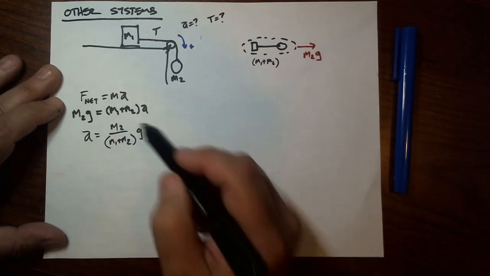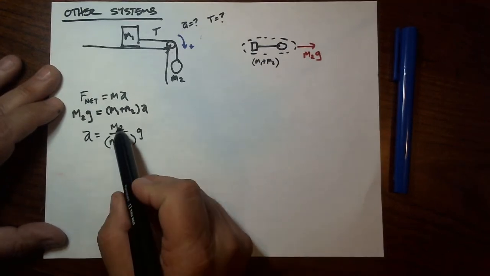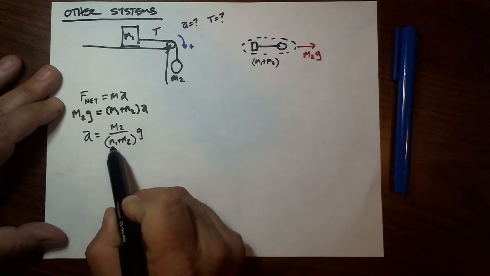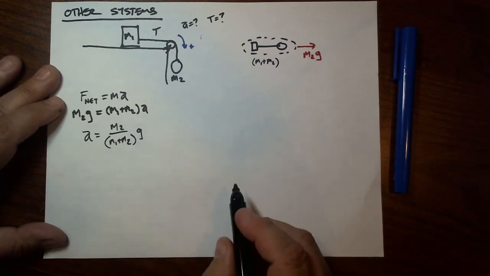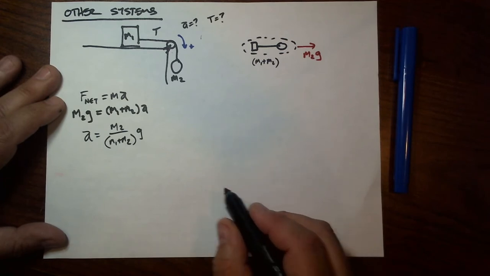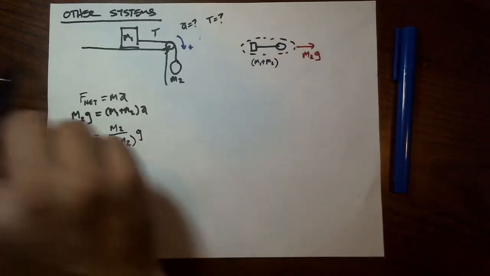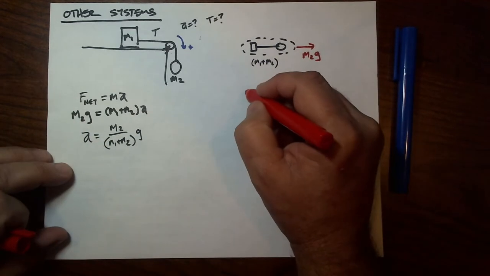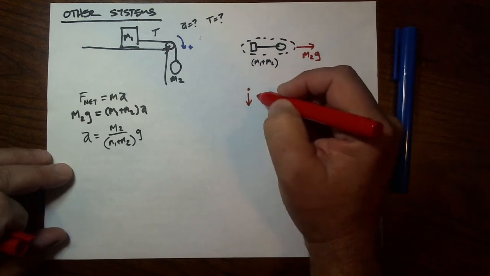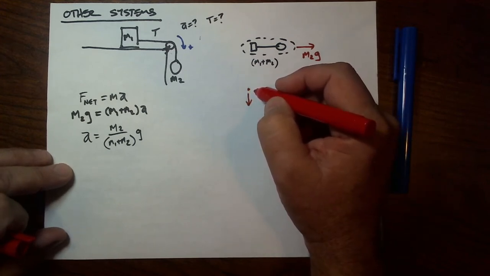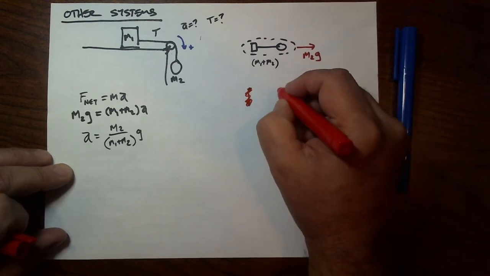And this is a ratio that will always be less than 1 because it's got M2 on the top and then M2 plus something on the bottom. The bottom's always going to be bigger than the top. We can then substitute that in, and we have to draw a free body diagram for one of the masses. Let's do it for the hanging mass. That's probably the more exciting one. Oh, I don't know. Well, let's have some fun. Let's do it for the other one.